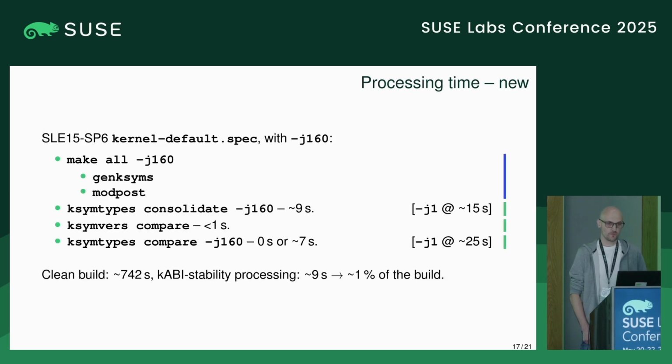This shows the overall workflow again, this time with the focus on runtime. So the first k-sim types consolidate operation takes 9 seconds on this machine. The command is able to read individual sim types files in parallel, which helps a bit. The kernel spec recipe simply passes the SMP RPM flags to the tool, which allows it to, in this case, use up to 160 threads.